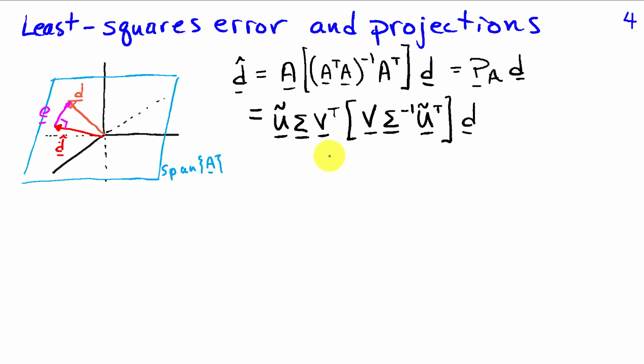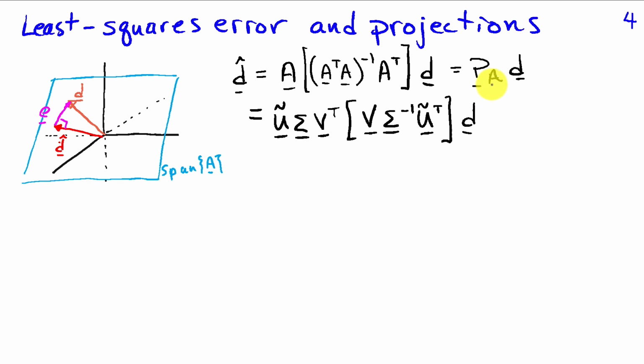Let's look at the least squares error and see how this relates to projection matrices. Recall that we're trying to approximate a vector D, and our approximation has to lie in the span of the columns of A. So that gives us a vector D hat, which lies in this plane that we've illustrated. And then E is the vector normal to the plane that terminates at D. So we can write D hat as A times W, which I've expanded out here in the form that we had previously. This is just the projection of D onto the space spanned by the columns of A.